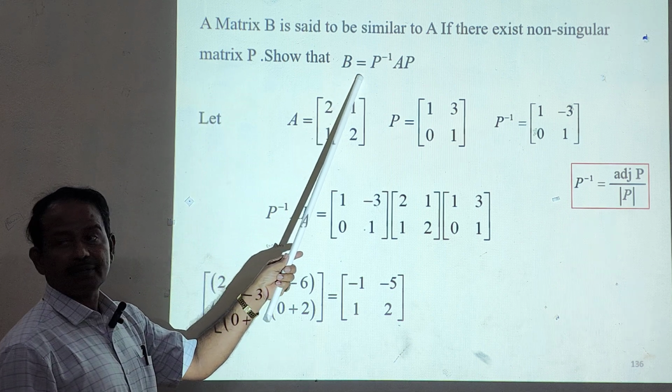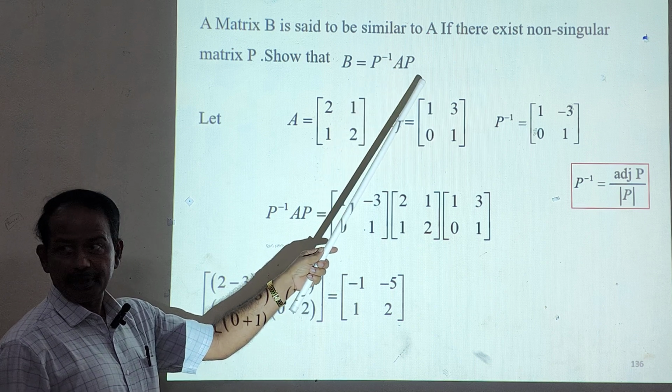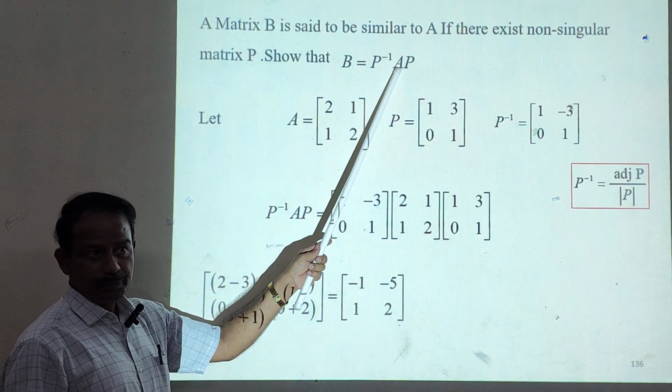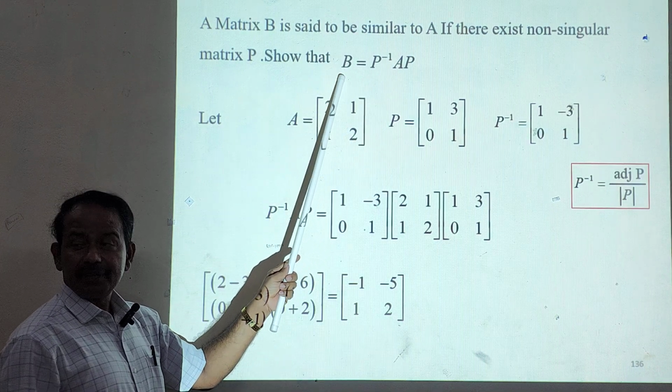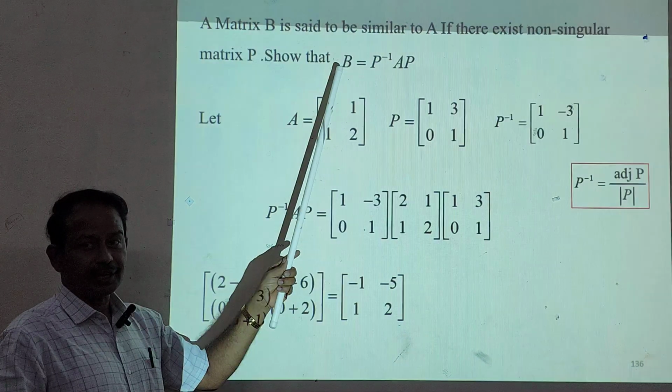Show that B equals P inverse AP. So we are going to show this one. A is given, P is given. Our idea is, a matrix A is given, and we want to see whether we are going to have the same property for B also.